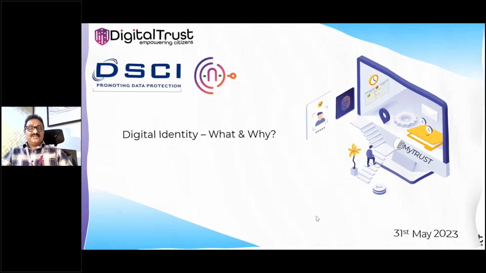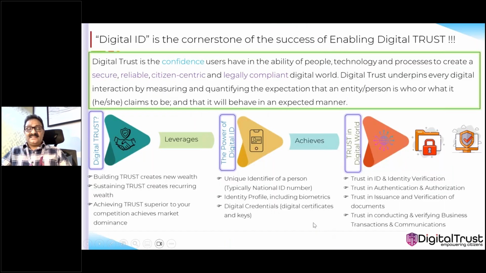So let's go a little deeper into digital ID. Like I said, it is a unique identification number first, typically a national ID number, like in our context, it is Aadhaar number. Identity profile, which is nothing but PII, including the biometrics, and digital credentials, which are digital certificates. Typically, there are two significant activities in trust. One, authenticate yourself. The authentication establishes the ID and identity of the individual. And once the authentication is done, then the service providers will define what are the services that you are eligible for based on their own criteria.